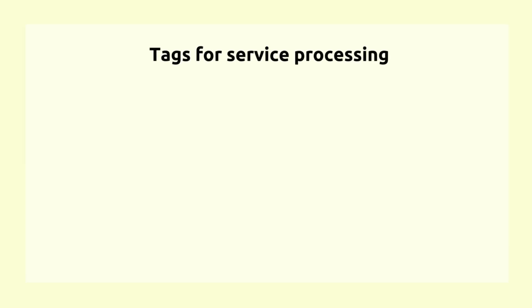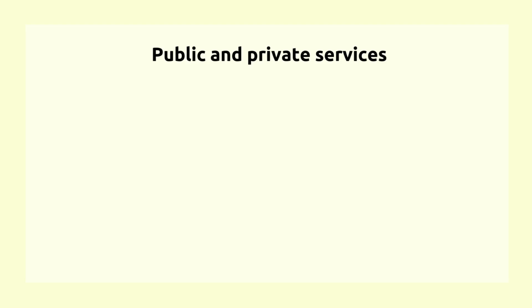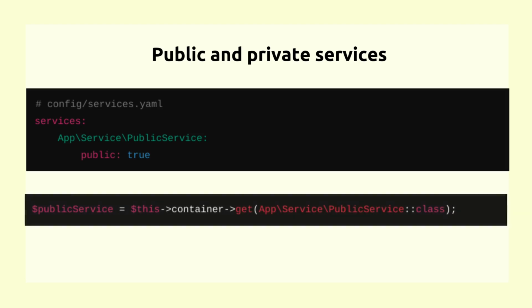Tags for service processing. Sometimes services need to be registered with specific tags for subsequent processing. For example, when you need to collect multiple services into a collection or subscribe a service to an event. In this example, the user registered listener will listen to the user registered event. Public and private services. Autowiring works with private services, but if a service needs to be public, directly accessible from the container, it must be explicitly registered. Now this service can be accessed directly from the container.